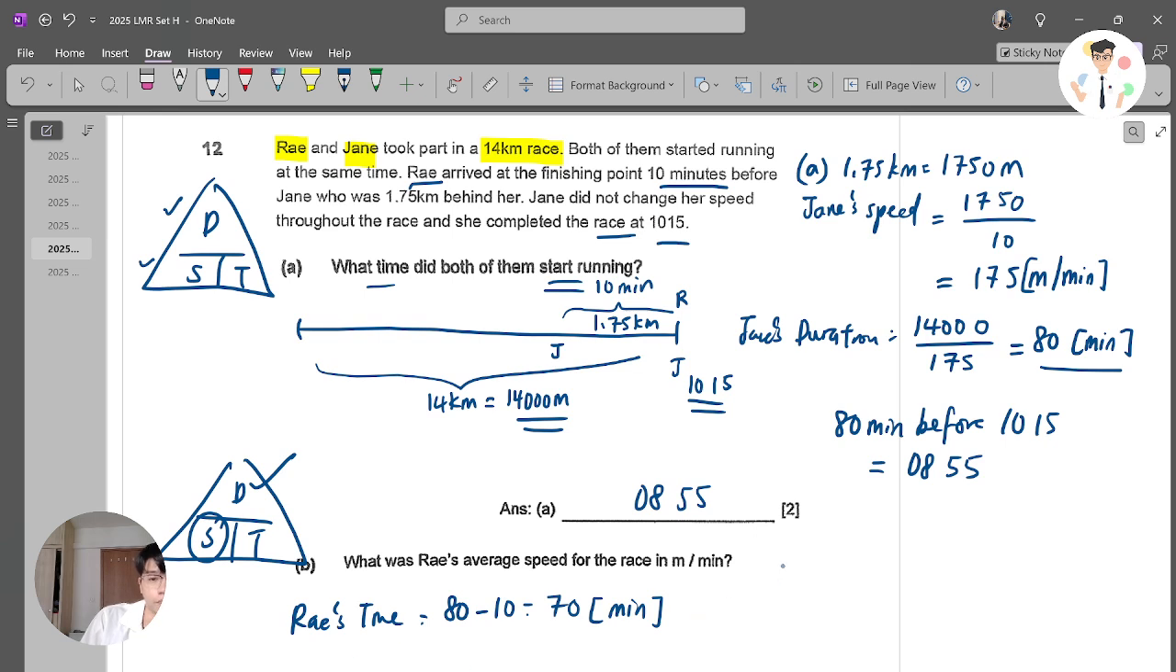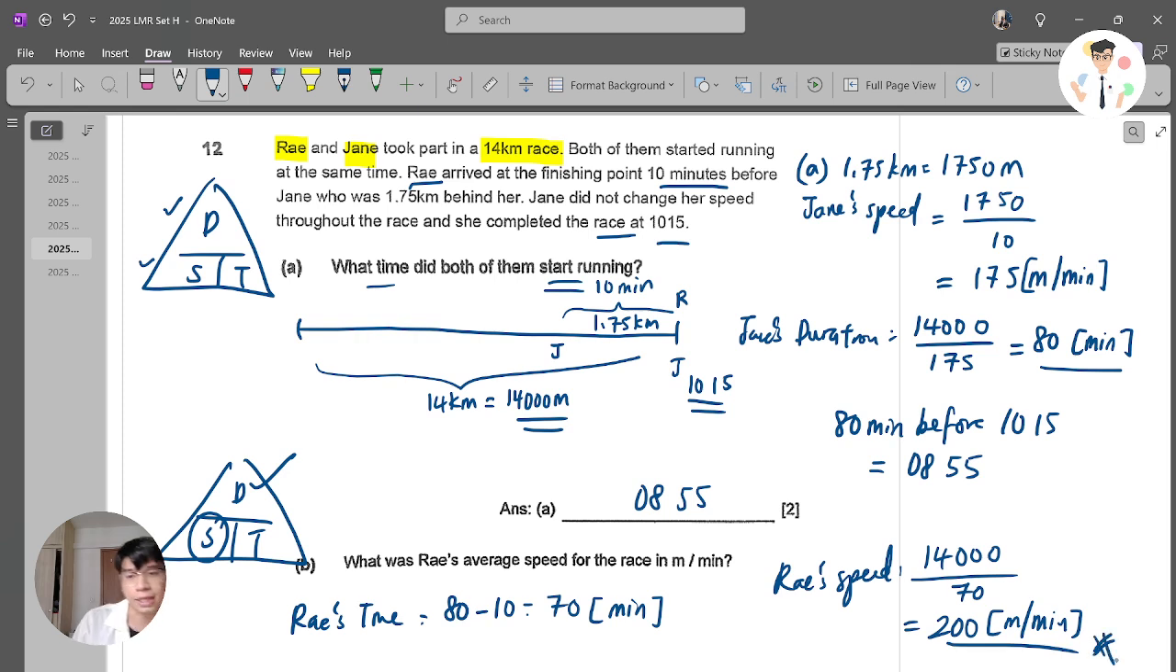So Ray's speed will be equivalent to distance 14000 divided by the time 70, which is 200 meter per minute. Yes, and that will be Ray's actual speed. Okay.